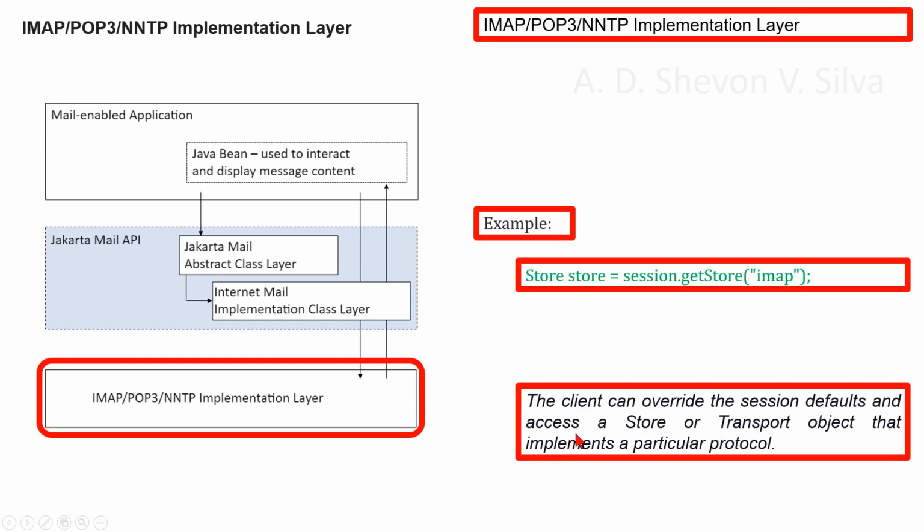As an example, we can consider this one, session.getStore IMAP. The client can override the session defaults and access the store or transport object that implements a particular protocol. Here IMAP is there.